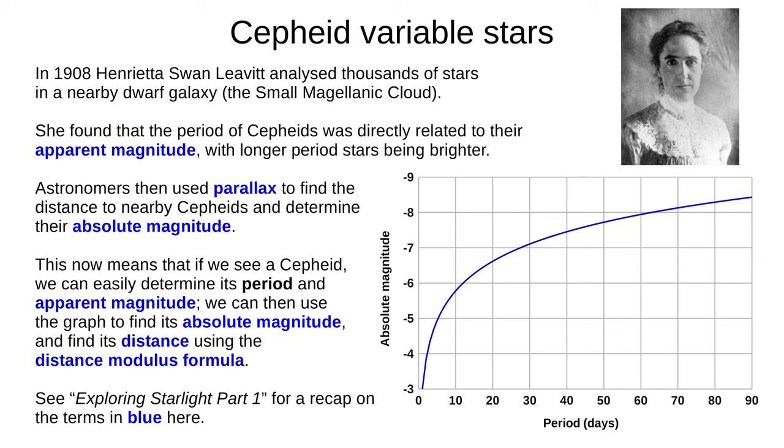We can now observe a Cepheid to find its period, and use this graph to determine its absolute magnitude. We measure its apparent magnitude, and use the distance modulus formula to find its distance. We've used this method to determine distances within the Milky Way, as well as distances to other galaxies. See Exploring Starlight Part 1 if you need a recap on the key terms used here.